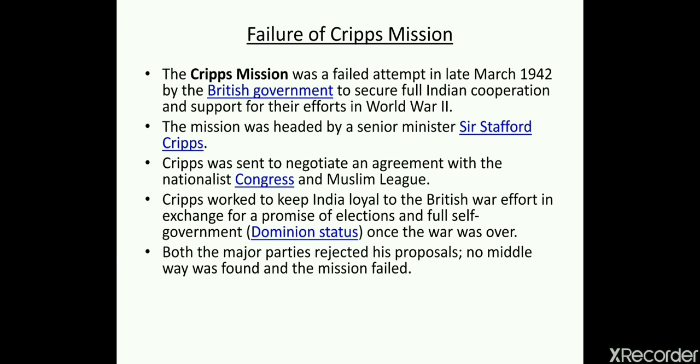So why actually did the Cripps Mission fail? Because the Cripps Mission promised that after the war India would get dominion status, but Indians were not in a mood to agree to dominion status because they wanted complete independence from the Britishers. Therefore the Cripps Mission failed. Both the major parties rejected his proposals. No middle way was found and this mission failed.